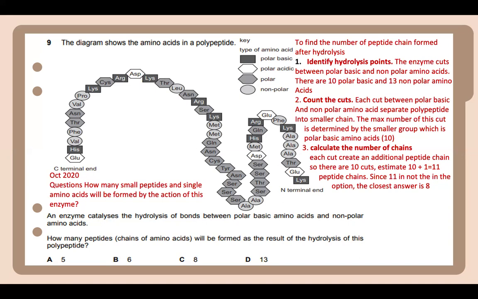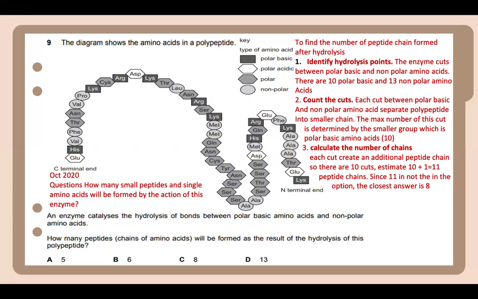To find the number of peptide chains formed after hydrolysis, you have to follow 3 steps. The first step is to identify the hydrolysis point, where the enzyme cuts between polar basic and non-polar amino acids. There are 10 polar basic and 13 non-polar amino acids. Second, you have to count the cuts, and each cut between a polar basic and non-polar amino acid separates the polypeptide into smaller chains. The maximum number of cuts is determined by the smaller group, which is polar basic amino acids, roughly estimated at about 10.